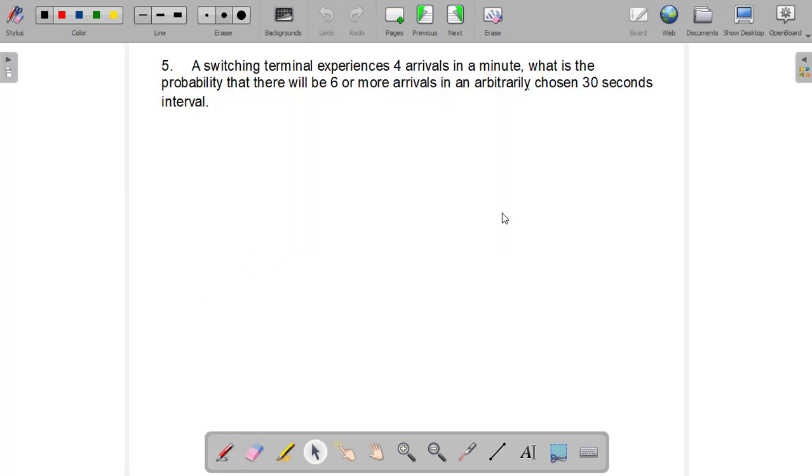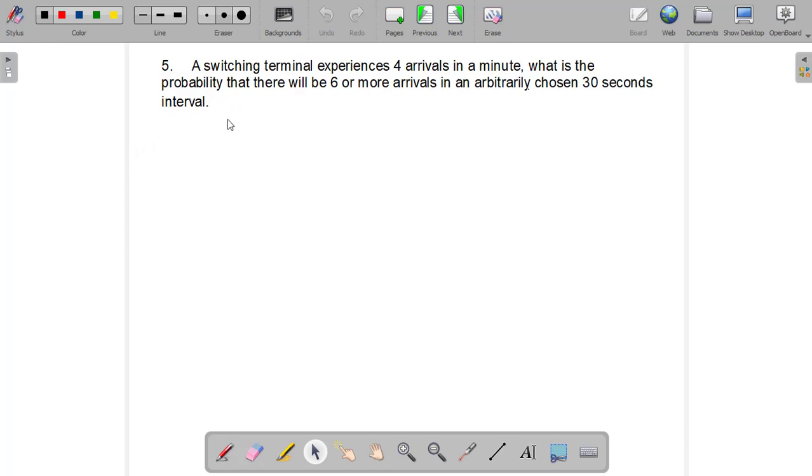So moving on to our next question, question 5. A switching terminal experiences 4 arrivals in a minute. What is the probability that there will be 6 or more arrivals in an arbitrarily chosen 30-second interval?